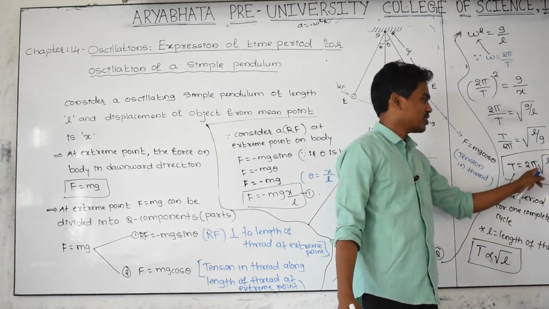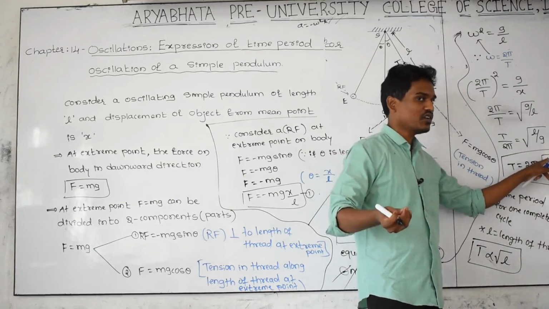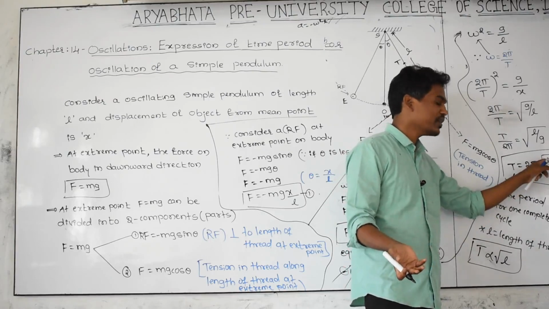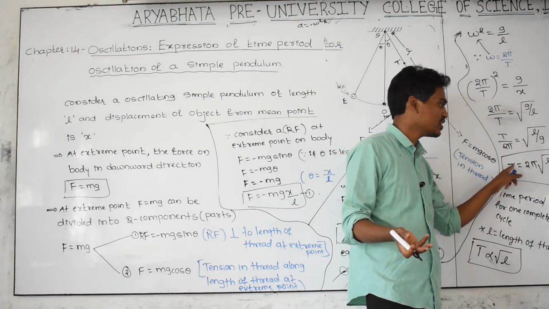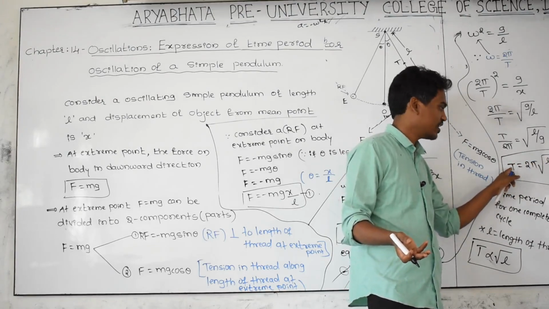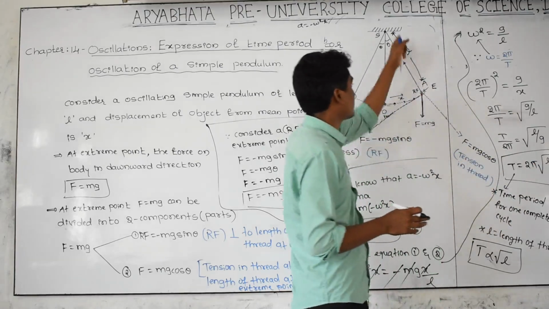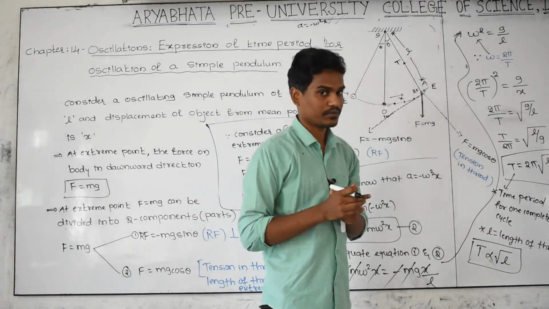2 pi constant, g constant, L is not constant, because it can change; you can change the thread length. Therefore if you increase the length of the thread then T also increases. If you decrease the length of the thread then T also decreases. T and L both are directly proportional. If you increase the thread length, the time taken for 1 second increases.